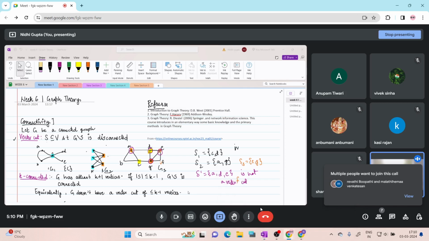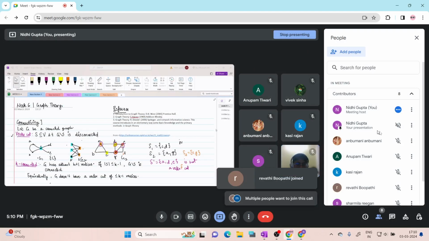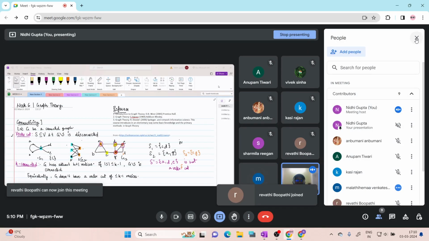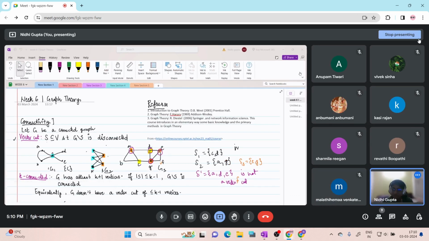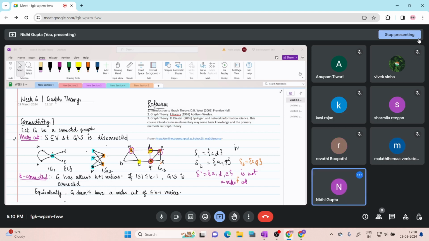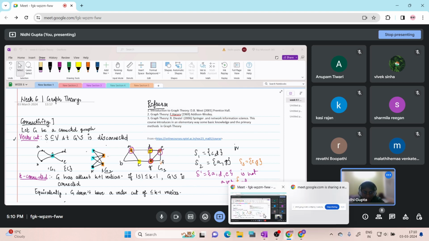When we are saying vertex cut, we are referring to any set of vertices which, after removal, disconnects the graph. But when we say we are looking for a minimum vertex cut, when we look at connectivity, I'll be defining connectivity, which will be denoted by kappa G. It will be the size of the minimum vertex cut. So when we are just saying vertex cut, it need not be minimum. But when we are looking at connectivity, then we are interested in the minimum vertex cut. Is it okay? Yes, ma'am.